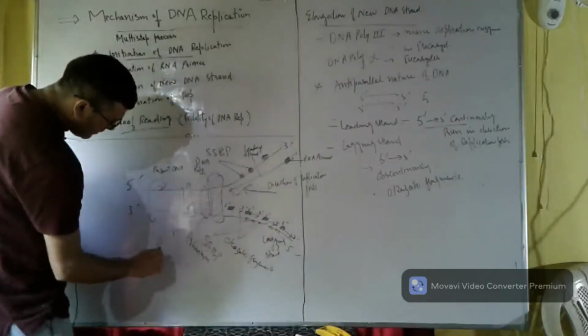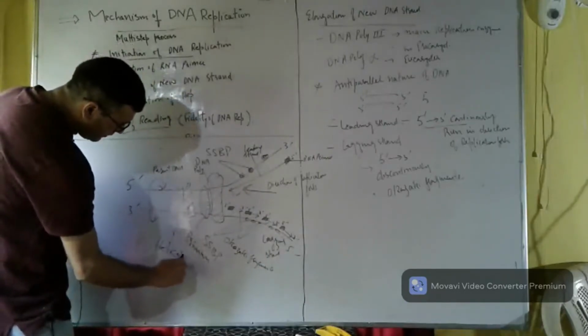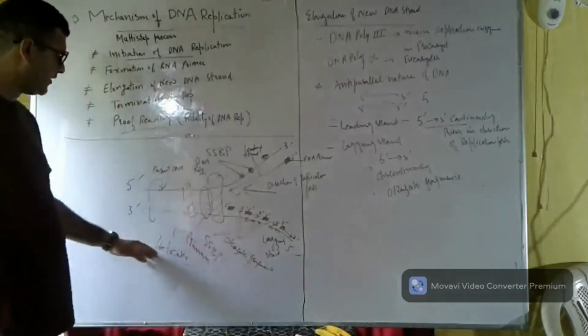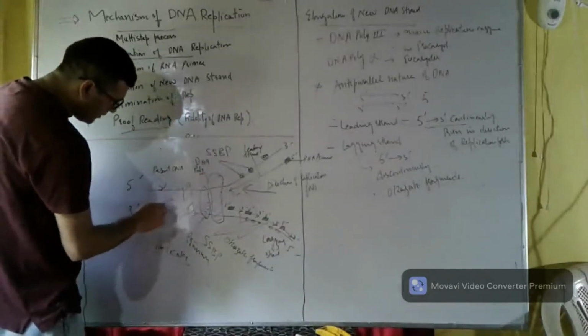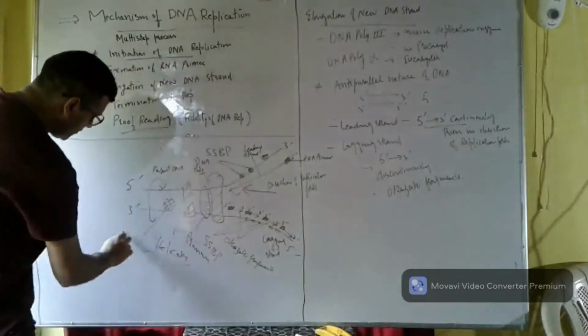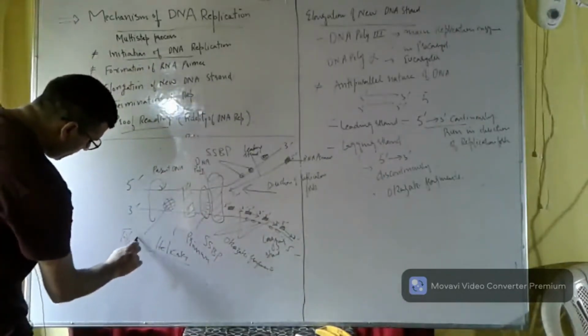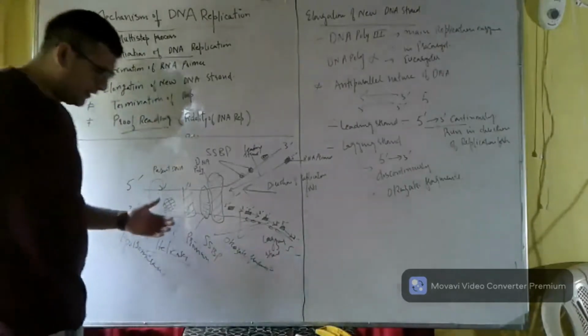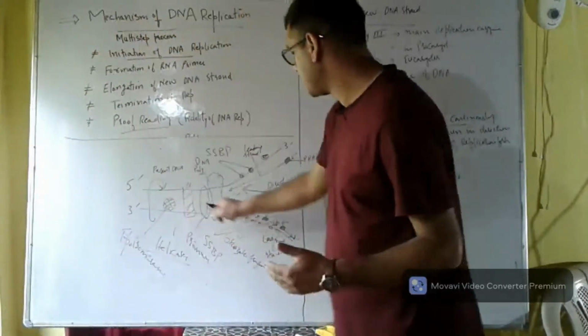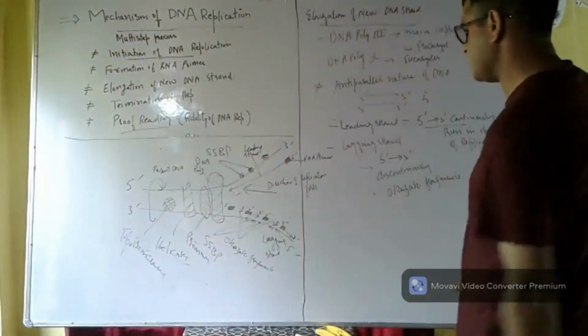These are helicases. They cause unwinding of the DNA duplex. In addition to this, we have topoisomerases. They relieve coiling tension ahead of the replication fork.